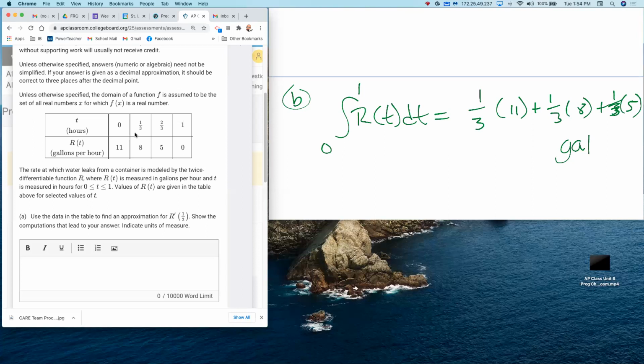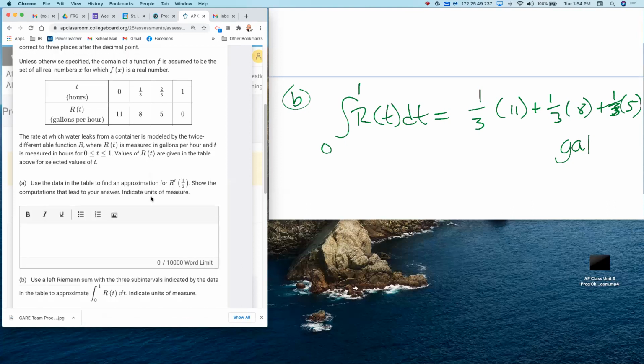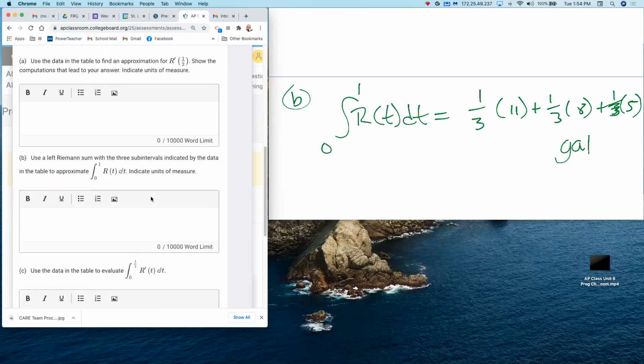Well, that's a Riemann sum, and that's just arithmetic, and they don't want to have to grade you on arithmetic. But if you do arithmetic and you do it incorrectly, they will grade you on it, right? So you can't do something incorrectly and expect to get credit for it.